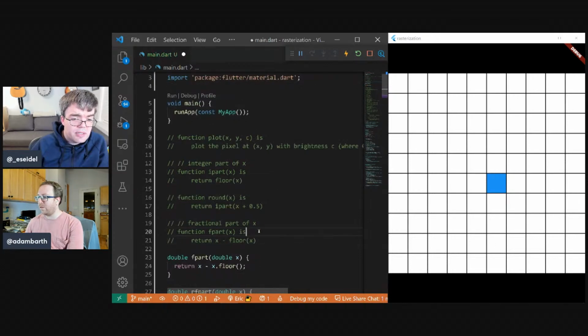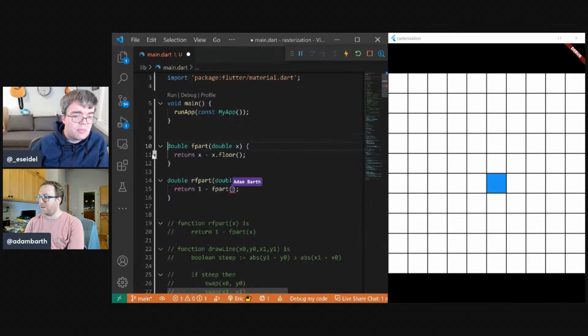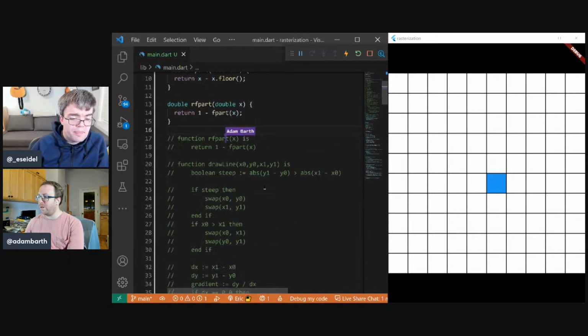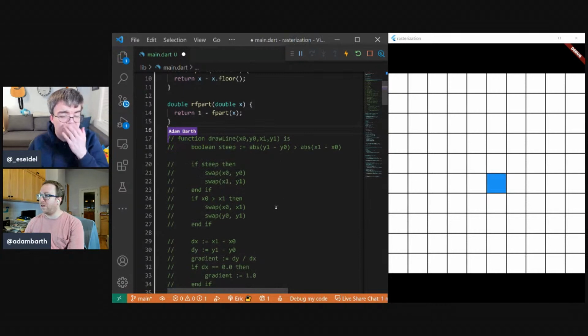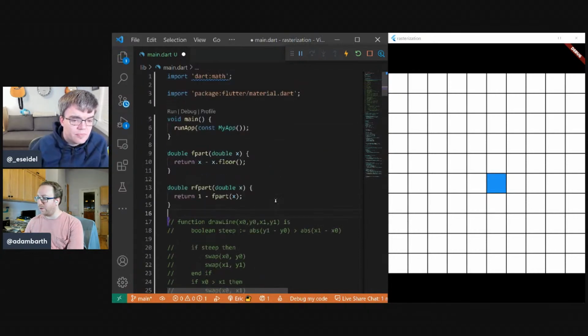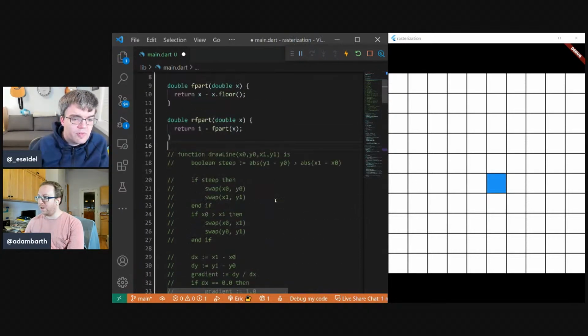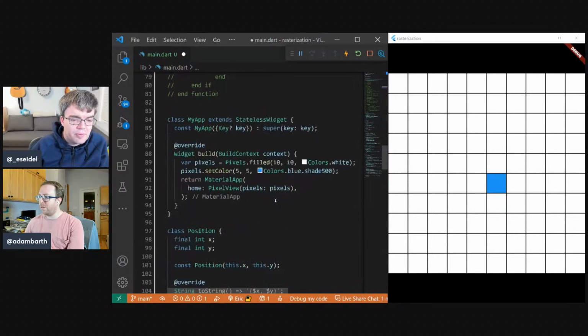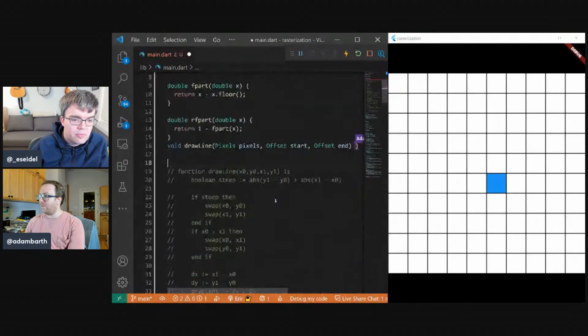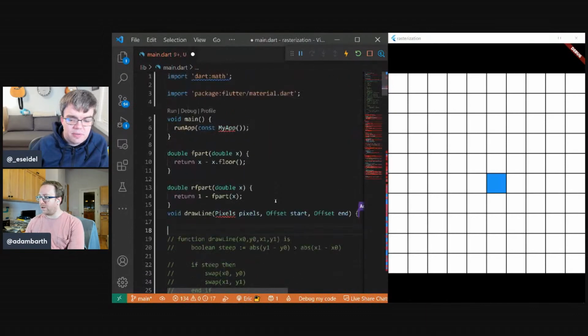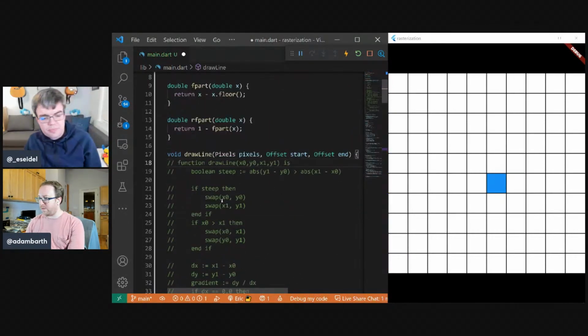Okay, fine. Then RF part is. So I'm going to delete all these. Okay, so we got RF part. Okay, draw line. Where's our draw line prototype? We can move it up here. There we go. Okay, I got it. I moved it. Great. Perfect. I'm going to put all this stuff inside of it.